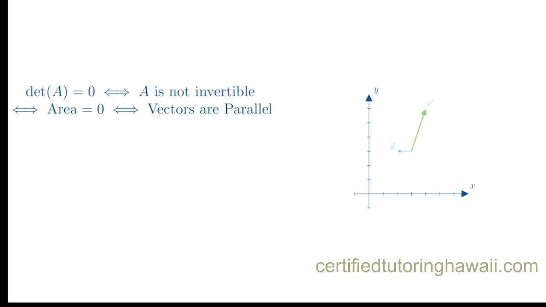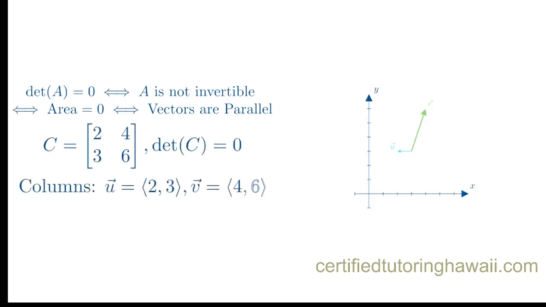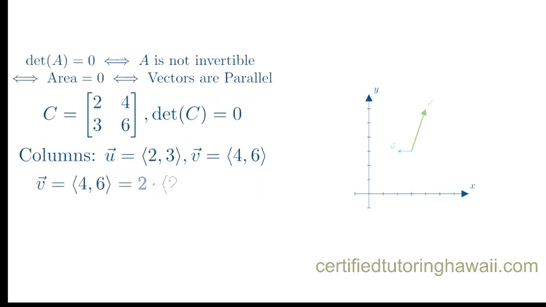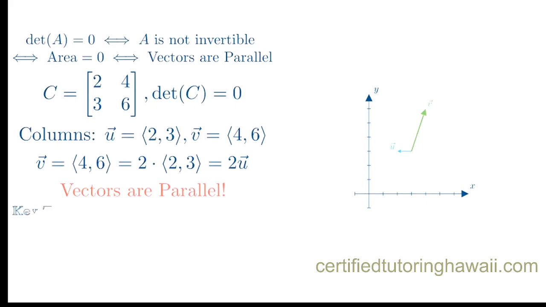Let's revisit our singular matrix C from before. C has entries 2, 4, 3, 6, and its determinant is 0. The column vectors are vector 2, 3, and vector 4, 6. Notice that the second vector, v, is exactly 2 times the first vector, u. This means they are parallel. Their parallelogram has no area, and the matrix is singular. This powerful connection is a key takeaway from this lesson.